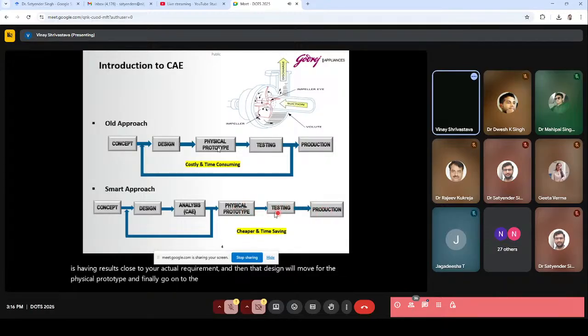Finally it moves on to testing and production. At testing, definitely we have to identify whether we are meeting those requirements or not. If not, then again we have to go back to the design, and then we follow the same procedure. So if you compare the old approach and the smart approach, there is a drastic improvement. When I say improvement, I mean improvement in terms of money and improvement in terms of time.